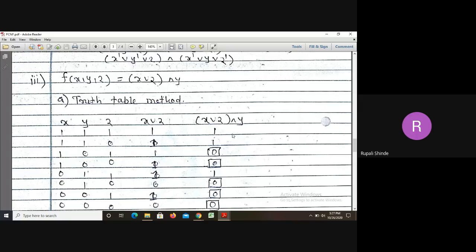Now we have to find the value for the last column. So we take the AND operation of these two columns, that is y and (x or z). What is the condition for this AND operation? If both the values are 1, then only the final value will be 1. Otherwise it is 0. So check here the final column values.